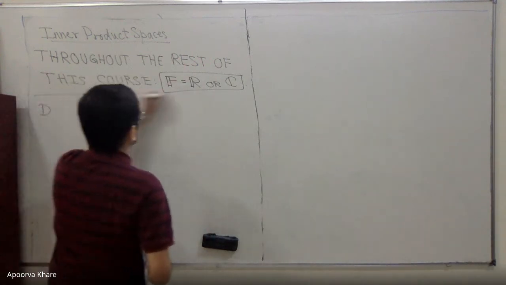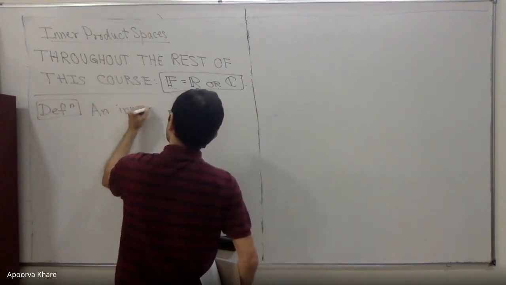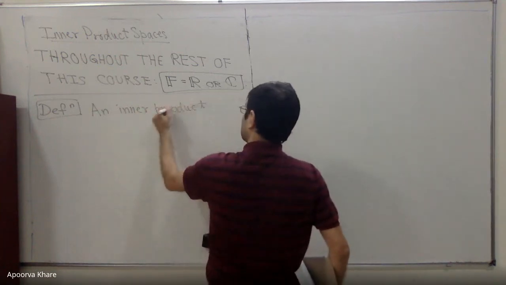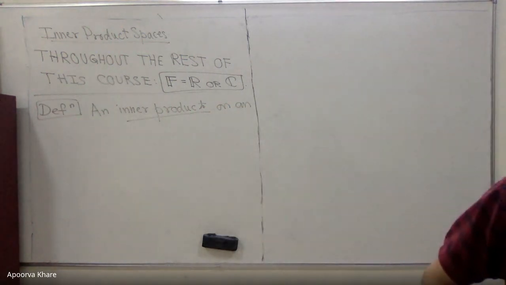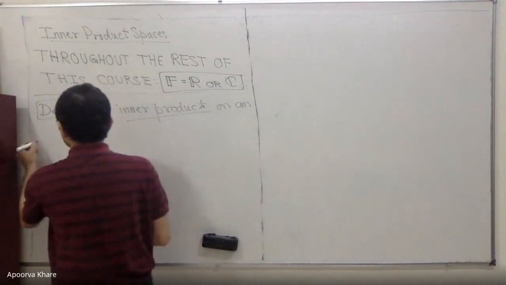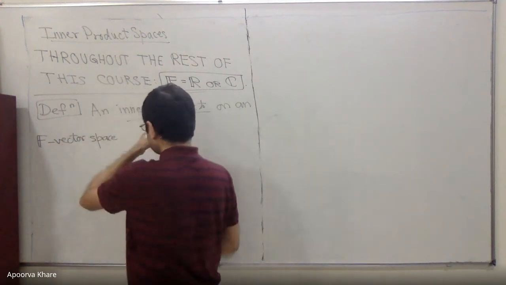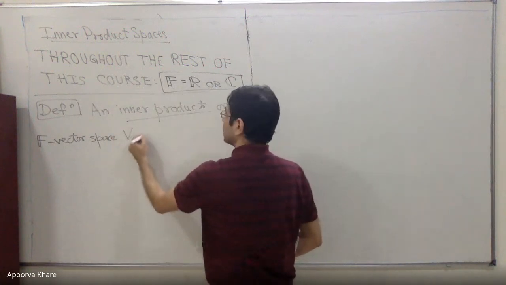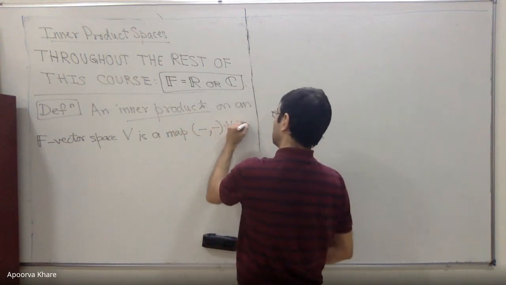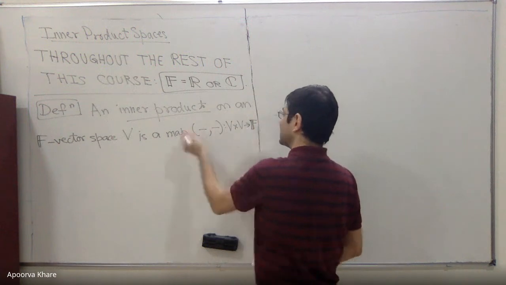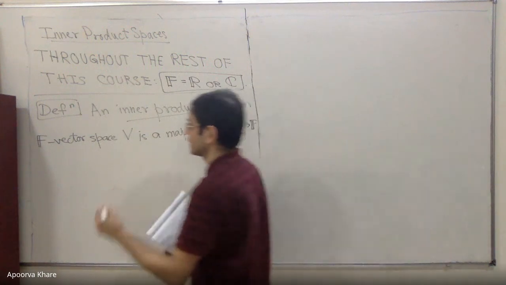Okay, so definition. An inner product on an F vector space V is a map, just like a bilinear form. The vector space can be infinite dimensional as well, I don't say finite dimensional. It's basically like a symmetric bilinear form that satisfies the following properties.